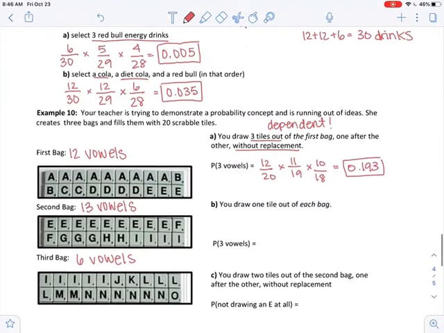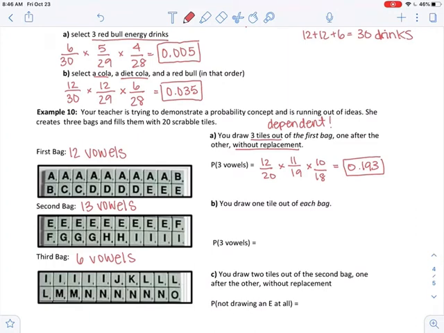Oh, I think it rounded up to 3. All right, so next you're going to draw 1 tile out of each bag. This is not going to affect the other bags, so this event is going to be independent. So 12 out of 20 for the first bag, 13 out of 20 for the second, and 6 out of 20 for the third. Multiply those all together, and we get 0.117.